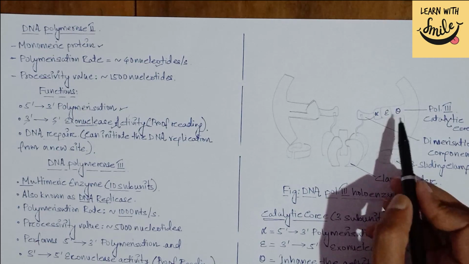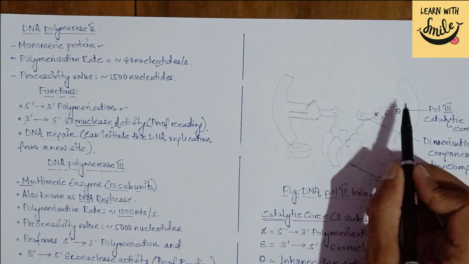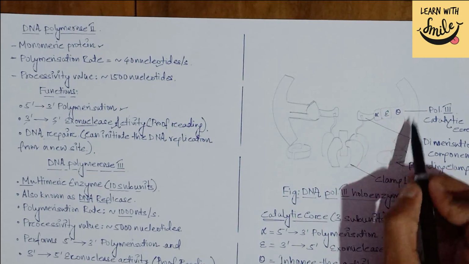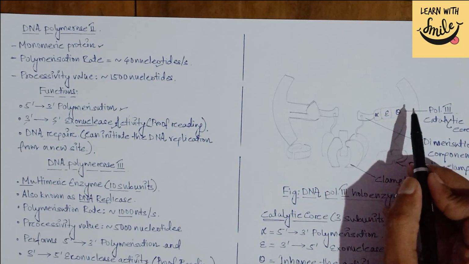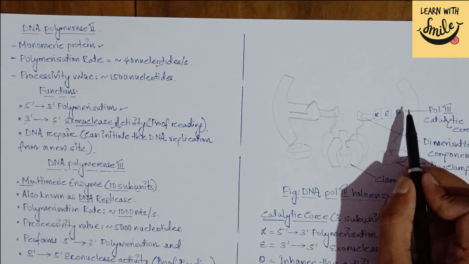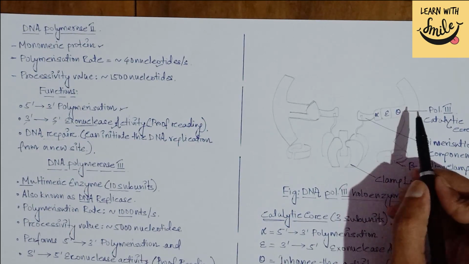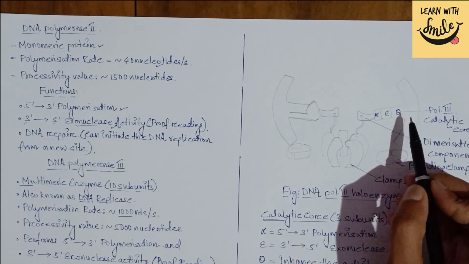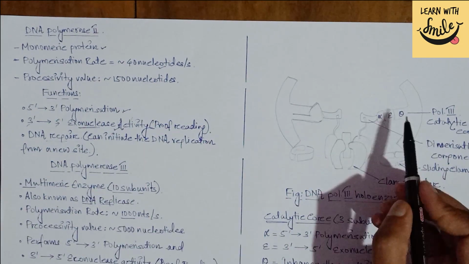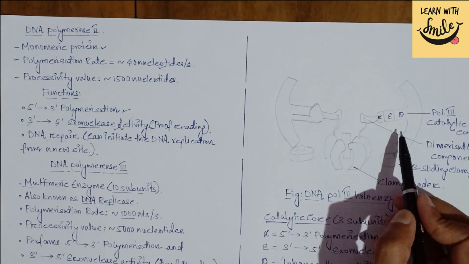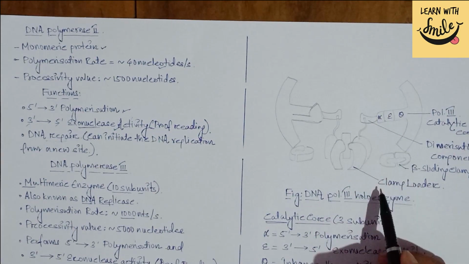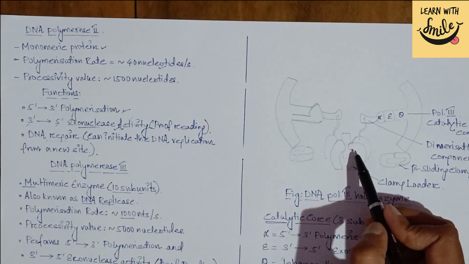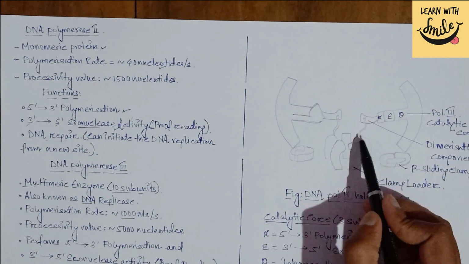Now, it has got 10 subunits, out of which it has got 2 pairs of catalytic unit. This catalytic unit is basically the main unit which performs the actual function of the DNA polymerase. That is, it performs the polymerization as well as the exonuclease activity. Now this catalytic core is associated with the clamp loader with the help of a dimerization component.